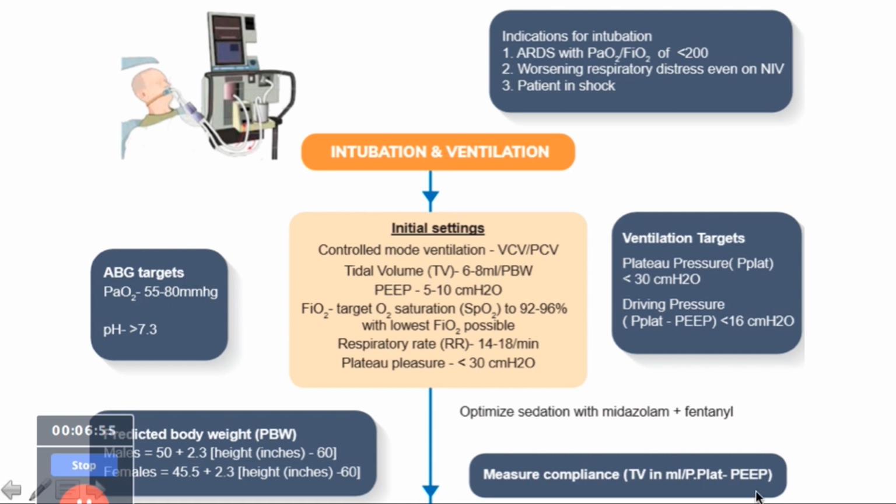Once you have done all this, you would measure compliance. Most of the modern ventilators show it, and I understand most district hospitals have newer ventilators. So the ventilator itself will show what the compliance of the patient is, or you can calculate compliance as tidal volume in ml divided by plateau pressure minus PEEP. You can calculate it physically, but since the ventilators in district hospitals are all new, they would indicate the compliance for these patients.